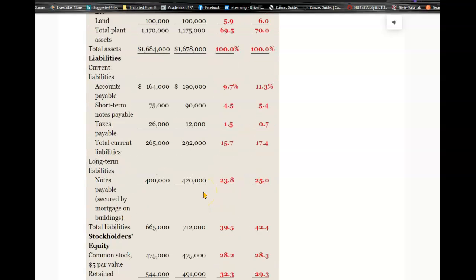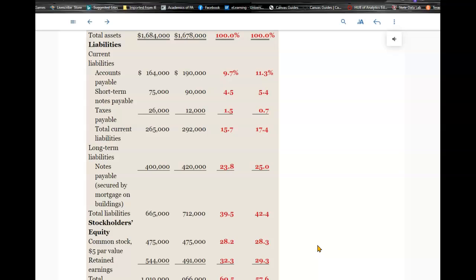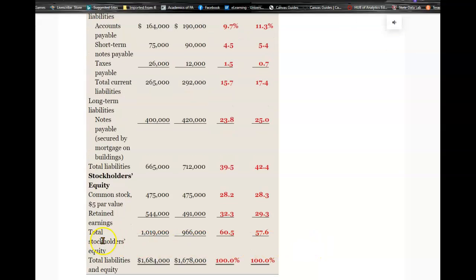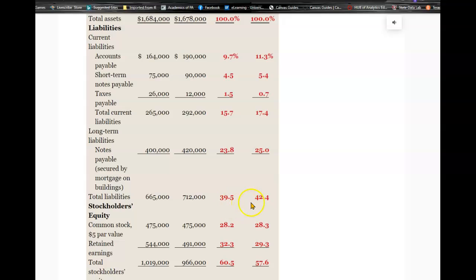So, and you can do the same thing for liabilities. You look and you see your total liabilities and equity is 100%, and then everything becomes a percentage. And so you're looking at your total stockholders' equity is 57.6% and 60.5%. Their total liabilities is 42.4% and 39.5%. So in terms of debt to equity, they lean towards the equity side.